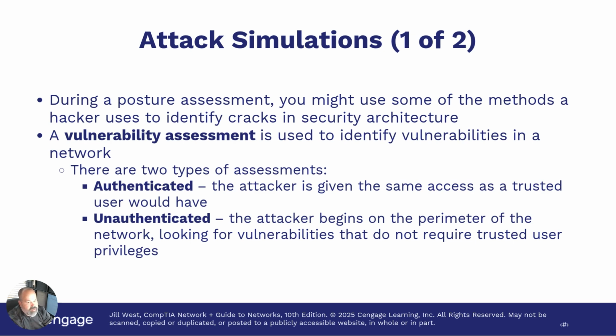Now, during assessments, we sometimes think like hackers to find problems. A vulnerability assessment identifies network vulnerabilities. There are two types: authenticated, where the attacker has the same access as a trusted user, like testing what damage an employee could do if they went rogue, and unauthenticated, where the attacker starts from the outside, like seeing if a stranger can break in from the parking lot.